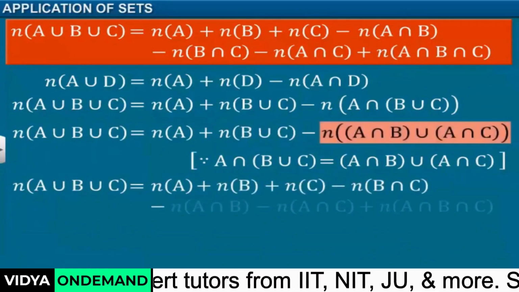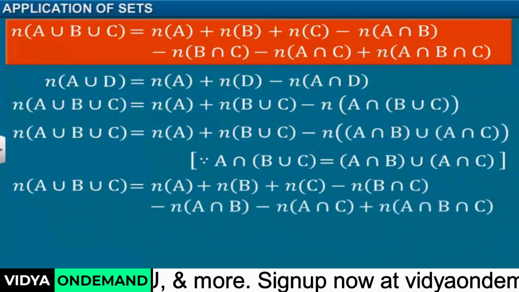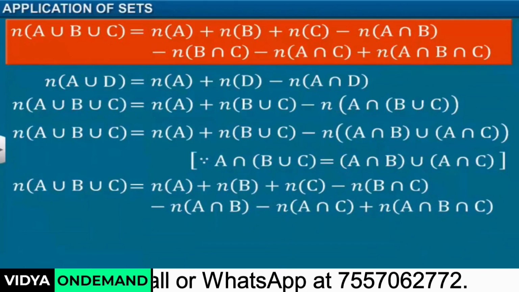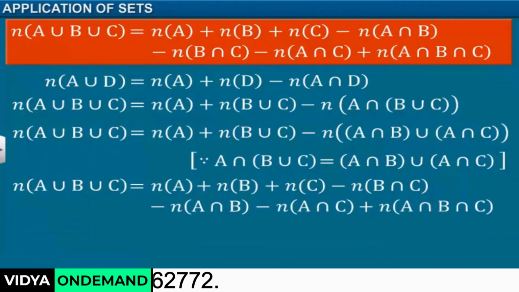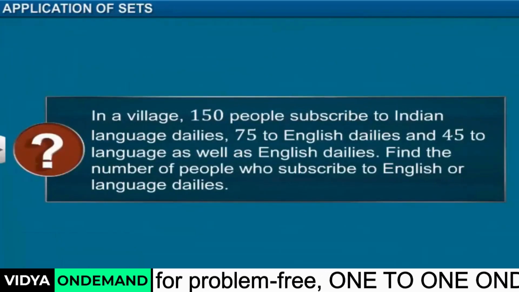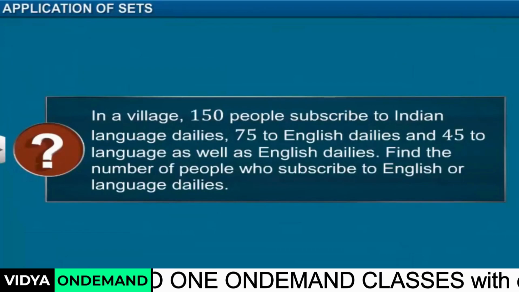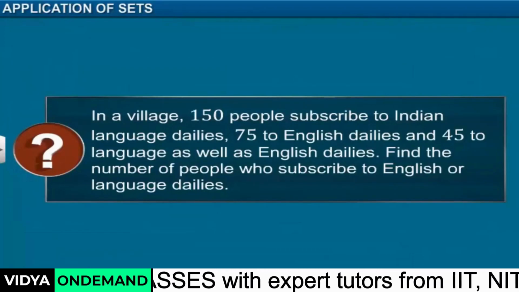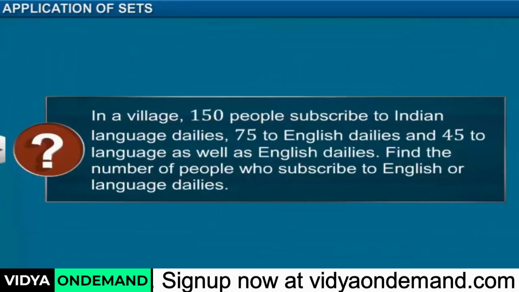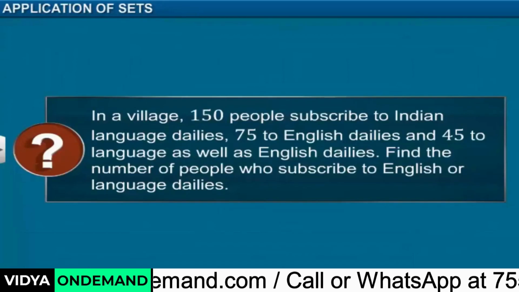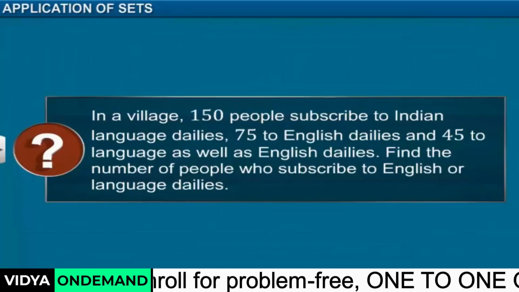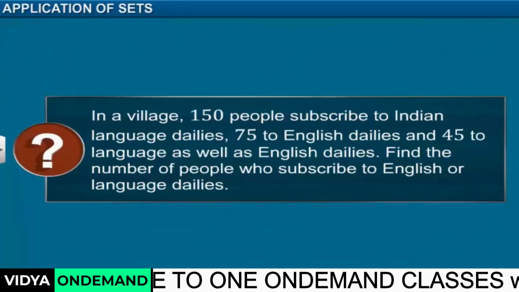We will see some practical situations where we can use these relations. In a village, 150 people subscribe to Indian language dailies, 75 to English dailies and 45 to language as well as English dailies. Find the number of people who subscribe English or language dailies.